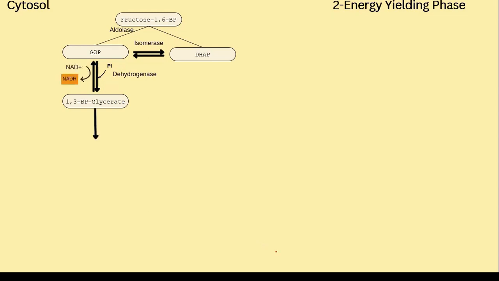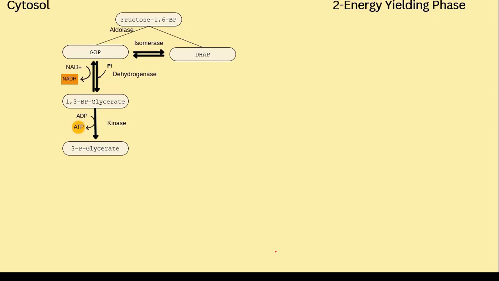1,3-bisphosphoglycerate is immediately converted into 3-phosphoglycerate and produces 1 ATP molecule using the enzyme kinase. At this step, not only 1 ATP is produced, as we have already discussed, because G3P and DAP are interconvertible. So we have 2 molecules of ATP and 2 molecules of NADH produced.